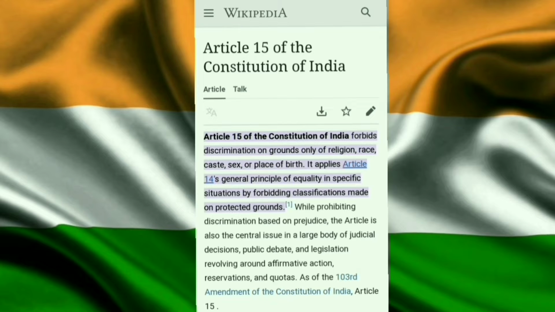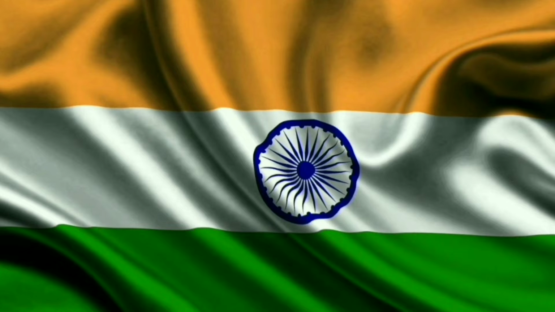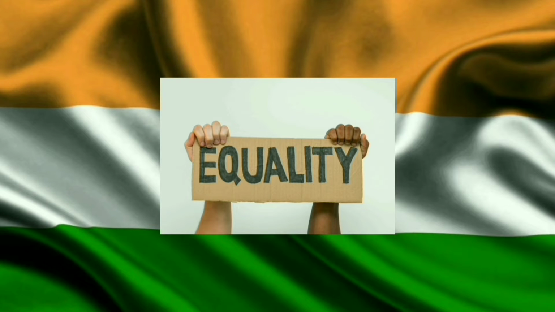Article 15 provides that the state shall not discriminate against any citizen on the ground only of religion, race, caste, sex or place of birth, which means that there will not be any discrimination on these grounds which I have mentioned here, and this is the form to make equality in society and to make the welfare state.